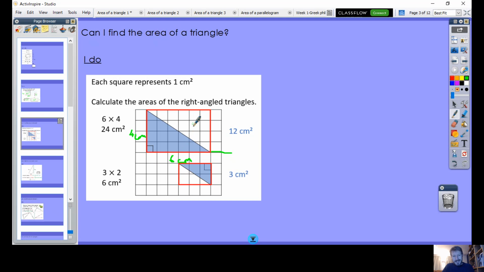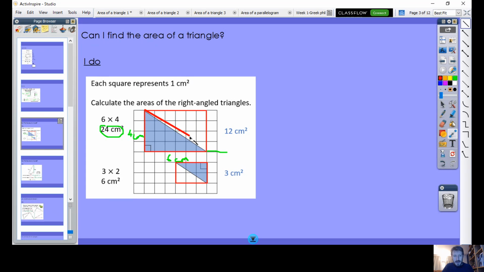And what that would give us is the area of this rectangle. So by multiplying those two together, 6 times 4 is 24. Now that's the area of that whole rectangle. And what we then can see is that if we split the rectangle in half, we create two equal halves, two right-angled triangles, and then what effectively we're doing is halving the area of the rectangle.